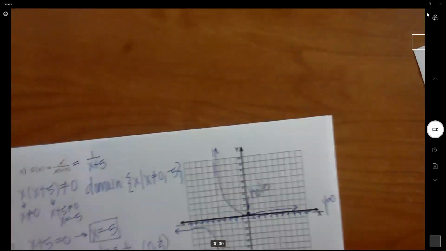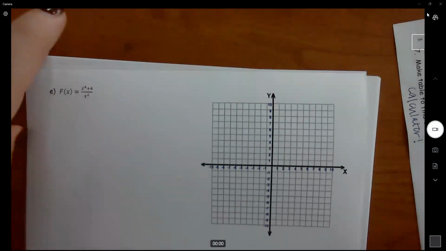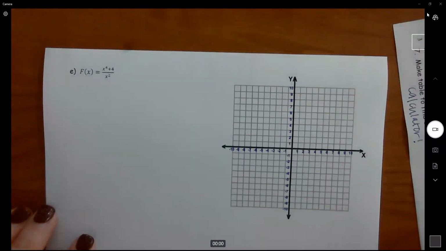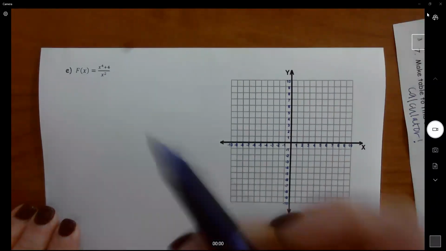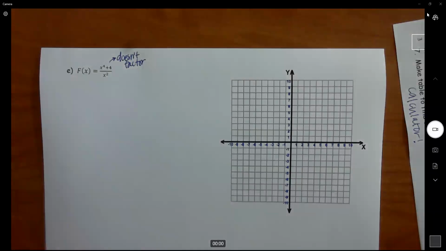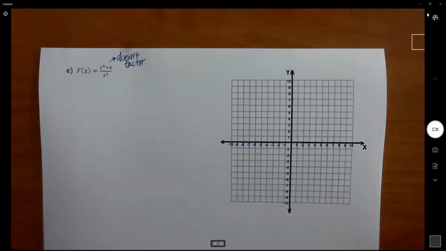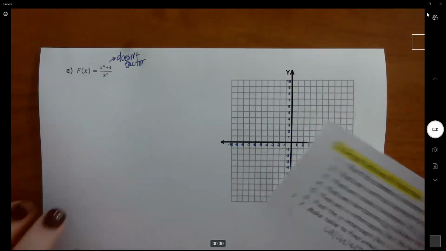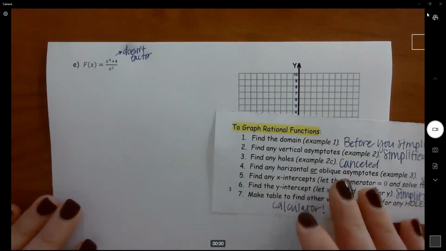And then our last example and last portion of this lesson is this right here. You have x to the 4th plus 4 over x squared. Because this is a plus 4, that means that this doesn't factor. If that was x to the 4th minus 4, then we could factor that. But the plus means we can't.